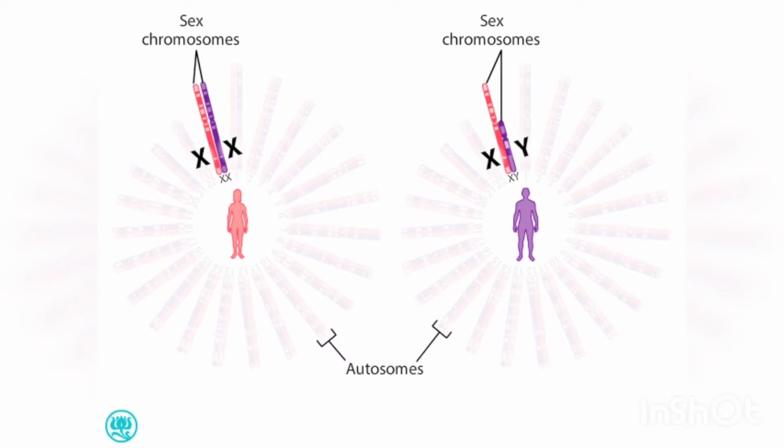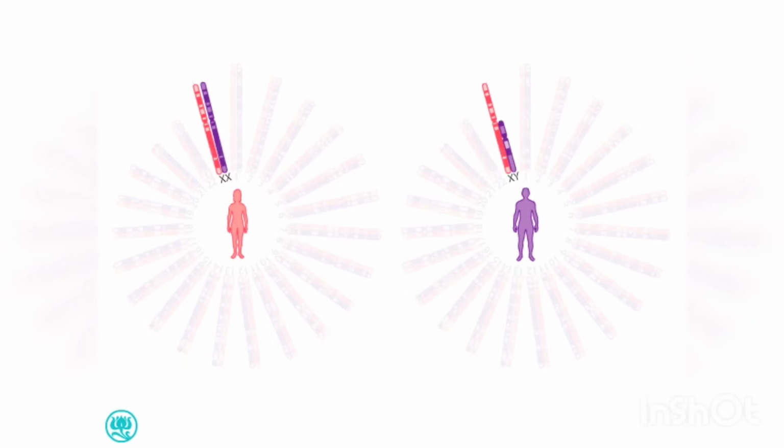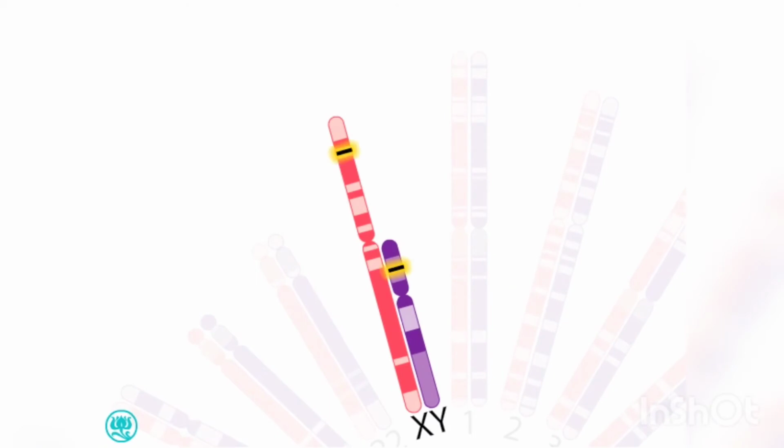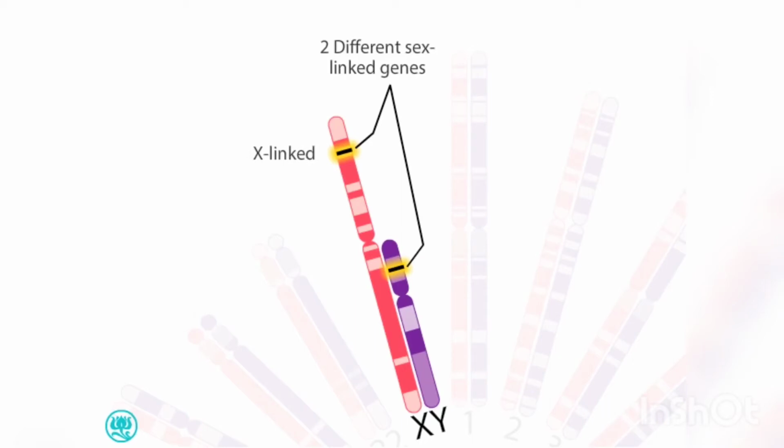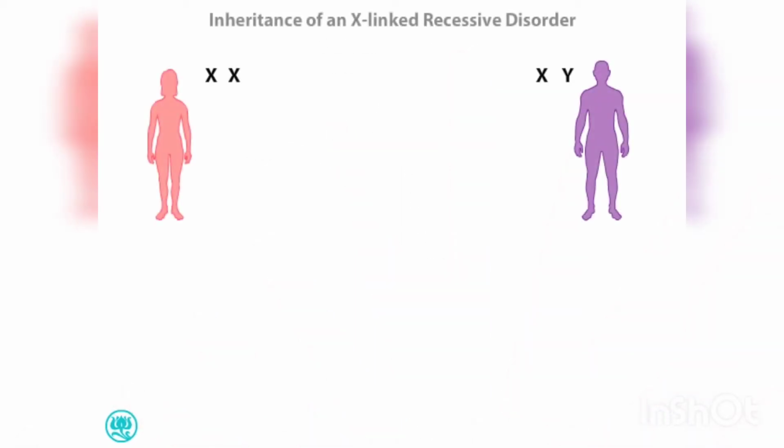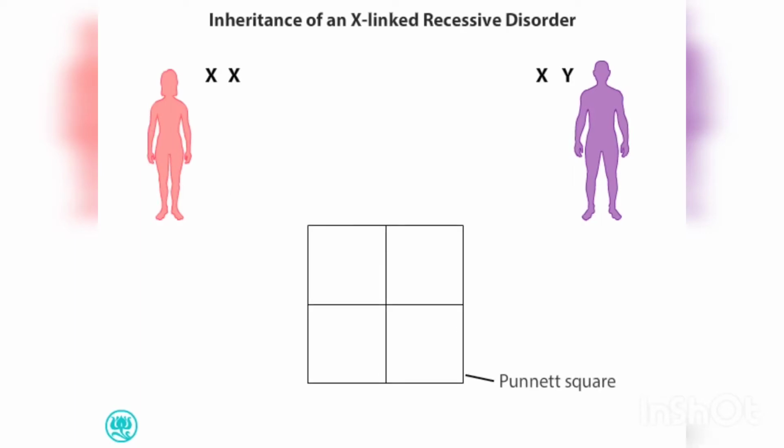For instance, some genetic disorders are more common in males than in females because the genes for the disorders are located on sex chromosomes. That is, the genes are sex-linked. If a gene is on the X chromosome, it is more specifically X-linked, and if it is on the Y chromosome, it is Y-linked. How does the inheritance of an X-linked recessive disorder look? A Punnett square can help with tracking the inheritance of the gene from parents to offspring.